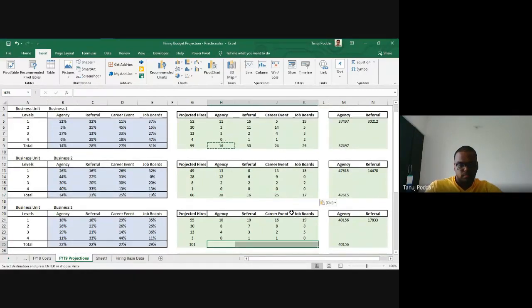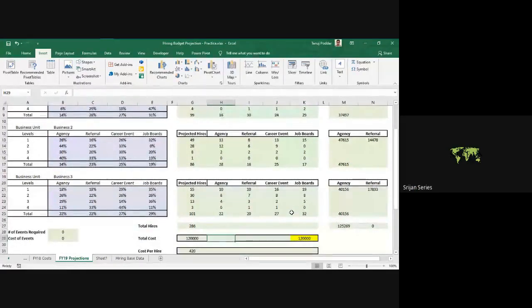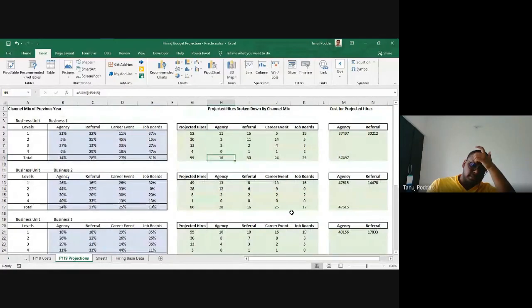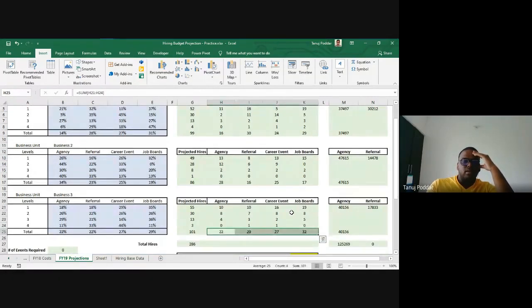Yes, sir. Okay, cool. I'm also just putting in a summation at the bottom, for the purpose of it. That gives me the sum of people that will be hired through different channels, right? So this gives me a breakout. Now for this breakout, I need to calculate what is the cost that I'll incur.